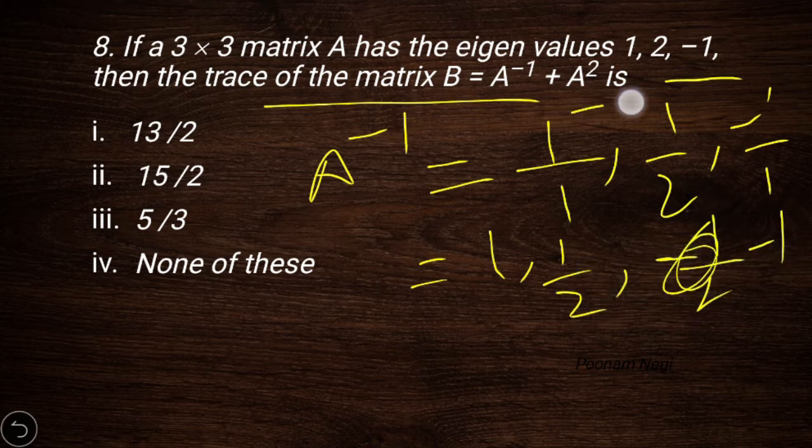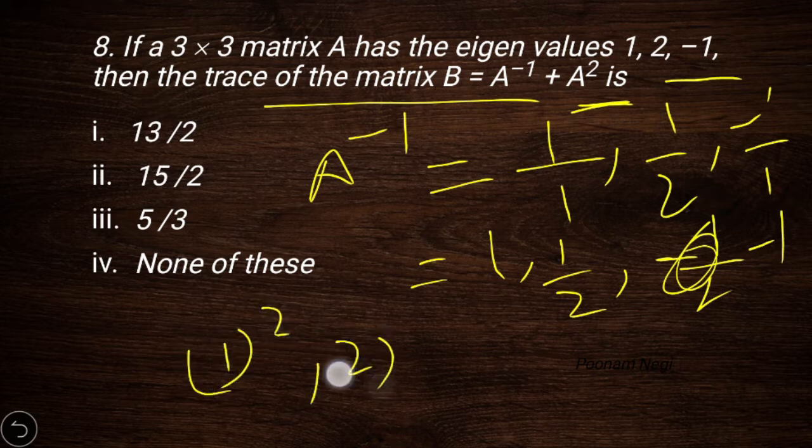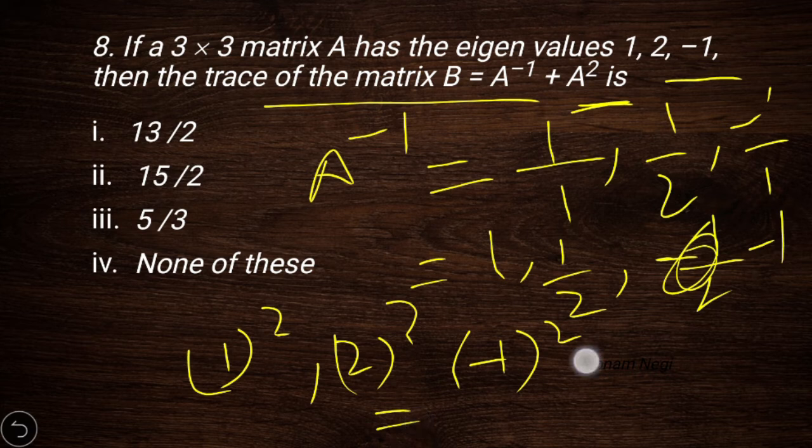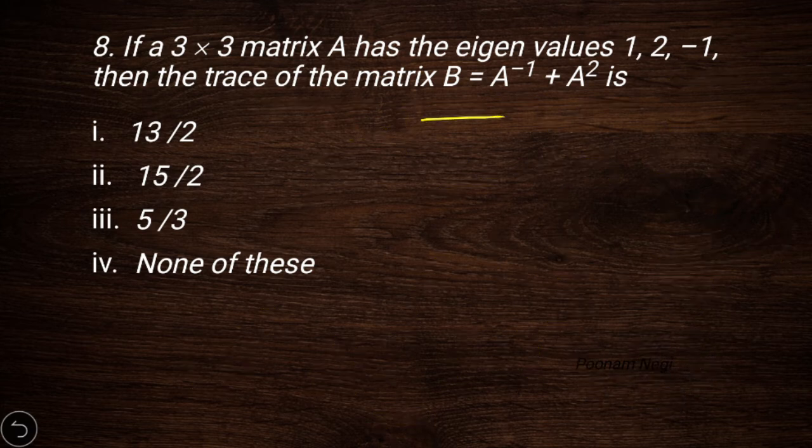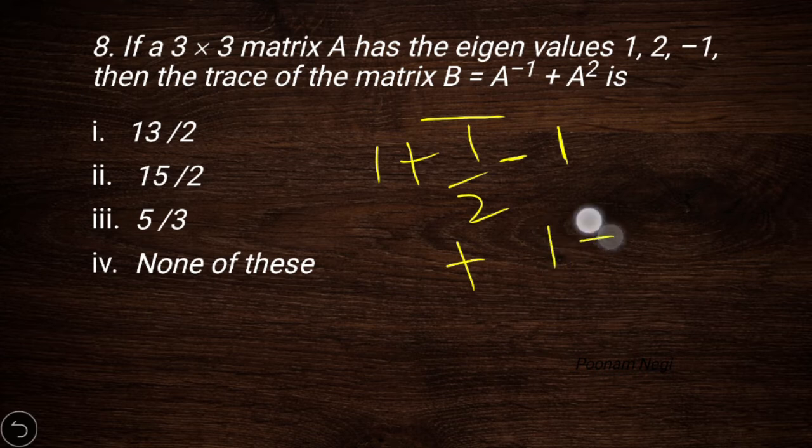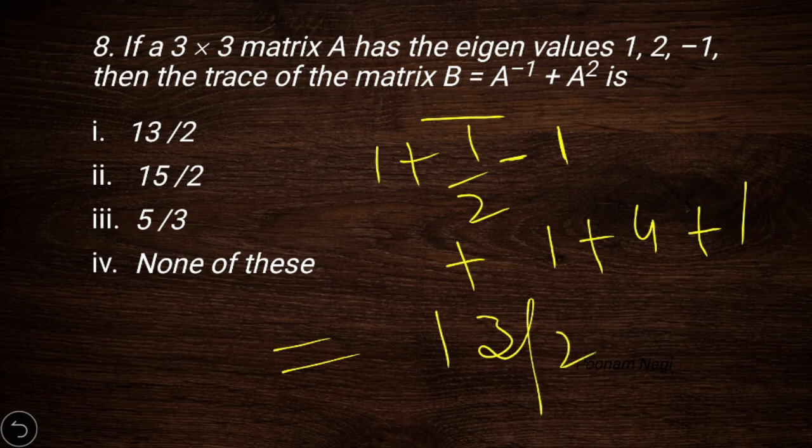And for A square, the eigenvalues will be 1 square, 2 square and minus 1 square. That means 1, 4, 1. The trace of the matrix B will be 1 plus 1 by 2 minus 1 plus 1 plus 4 plus 1. It will come out as 13 by 2. So the correct answer is option number 1.